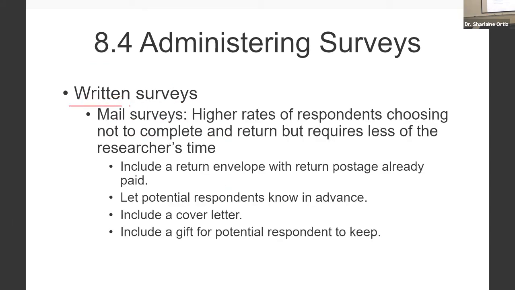Let's talk about written surveys in regards to mail surveys. The limitation with mail surveys is that it is more likely that the person is going to choose not to complete it.